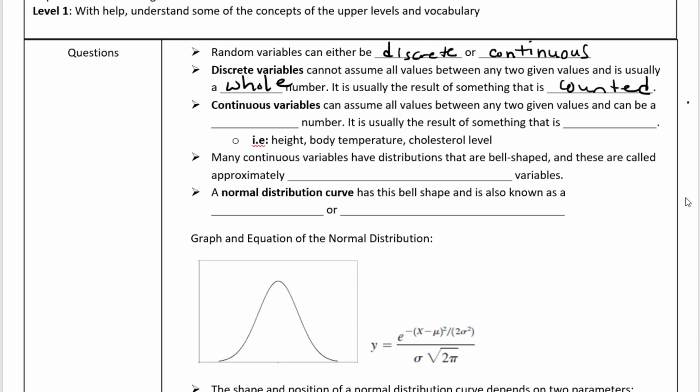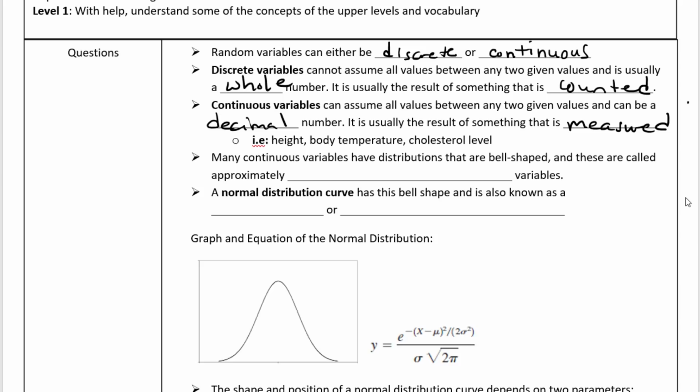Continuous variables, on the other hand, are generally the result of something that is measured, and they can take on multiple values. So it tends to be a decimal number. For example, height, body temperature, and cholesterol level. Those are all things that are measured and can be written as decimals, like 98.7 degrees Fahrenheit, the typical human body temperature, for instance.